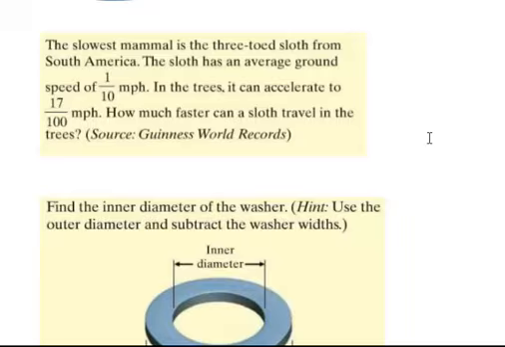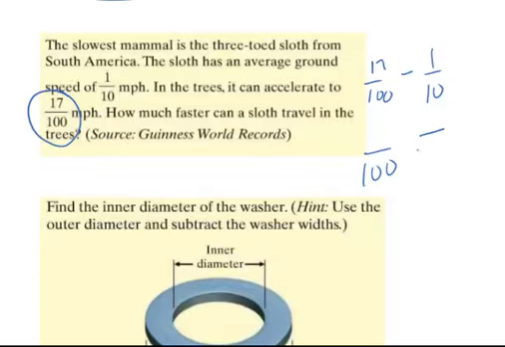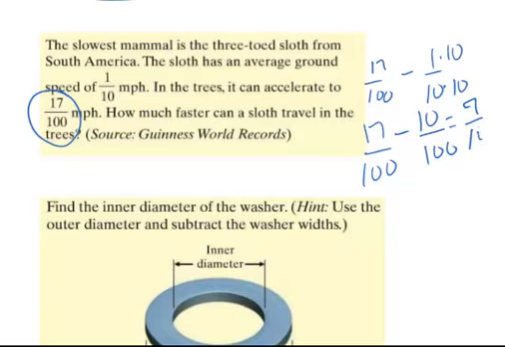Okay, so remember when we said how much more, how much faster, it's telling me I'm going to subtract. Okay, so I'm going to take my bigger number, 17/100, and I'm going to subtract my smaller number, 1/10. Well, my common denominator is going to be 100. I didn't change this one, so I'll leave that as 17. I needed to multiply that one by 10, so I'll do this one by 10. And when I subtract, 17 minus 10 is just 7/100.